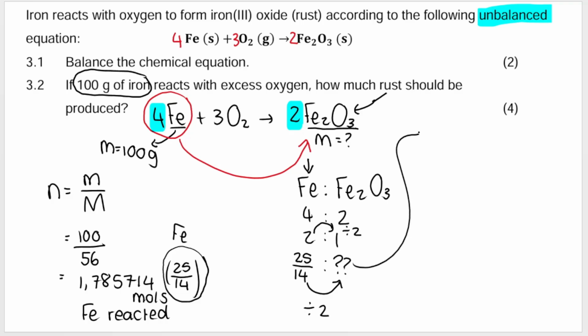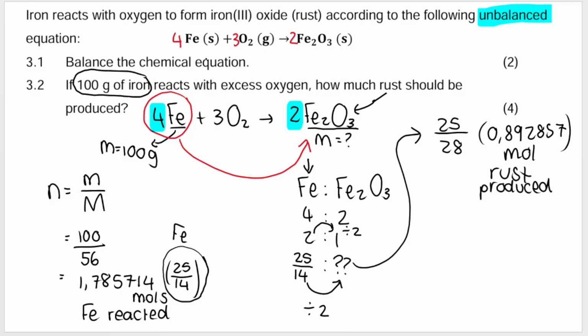So that is 25 over 28. Or if you wrote it as a decimal, 0.892857. And that's the moles of rust that will be produced. But remember, I want your final answer in mass. They say how much rust. Let's assume they want it in mass.